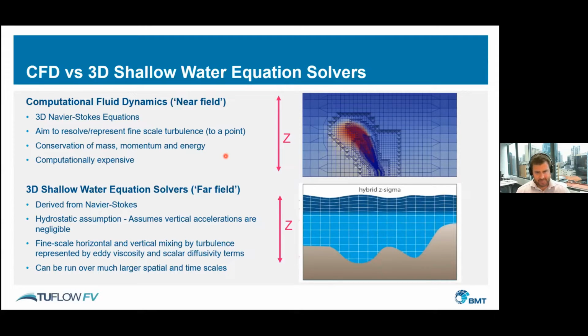And so also, rather than trying to look at individual eddies and turbulence, what these models do is they look at fine-scale horizontal and vertical mixing of turbulence represented by eddy viscosity and scalar diffusivity terms and models. What this means is that these models can be run over much larger spatial scales and time scales, and I'll talk a little bit more about that in a second.